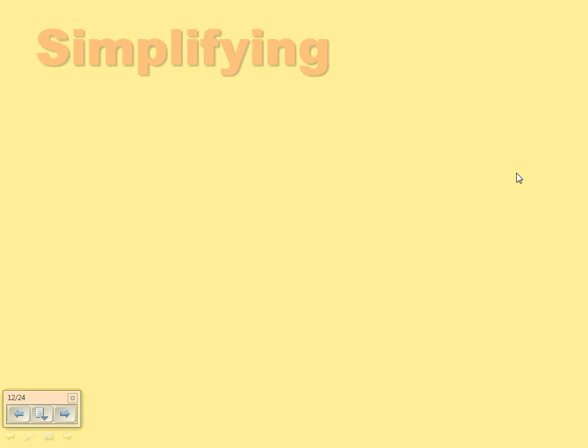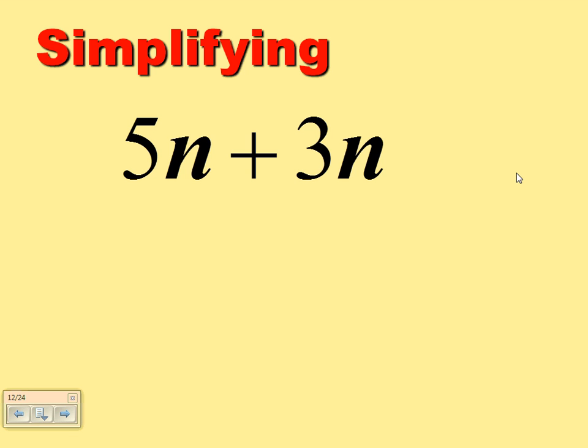All right, next. So you guys should remember how to add like terms. Let's say you have 5n plus 3n. How do you add these together? Well, 5n plus 3n, all you do is just add the coefficients and leave the variables alone. So 5n plus 3n is actually equal to 8n.